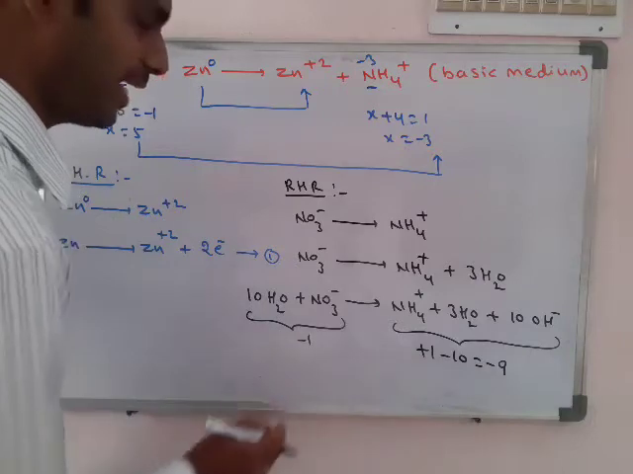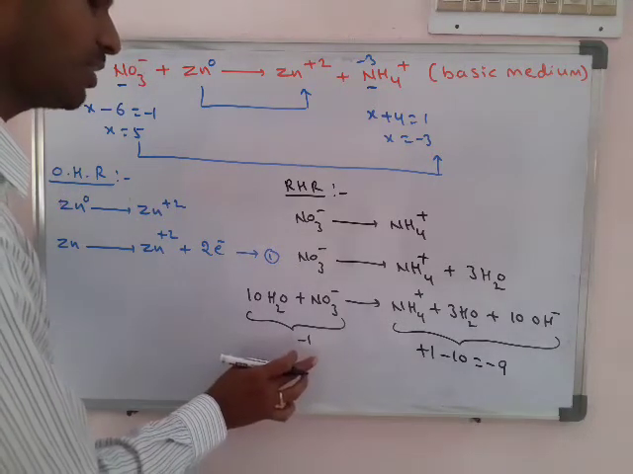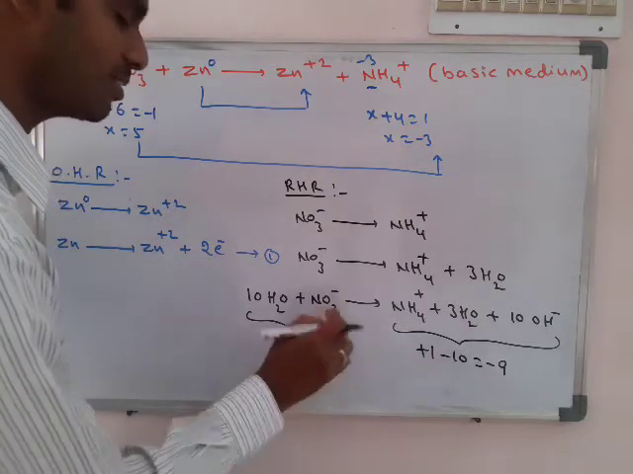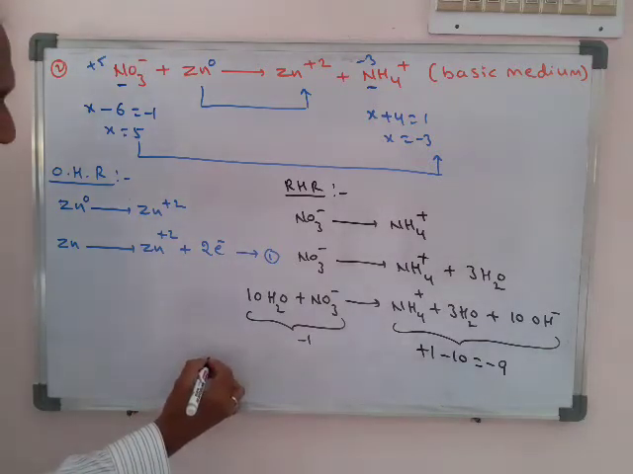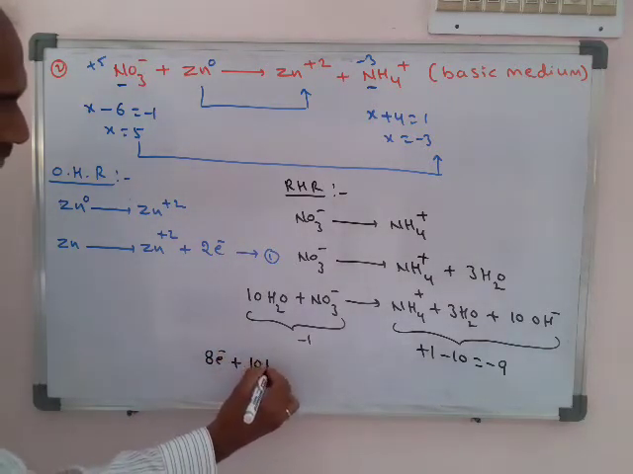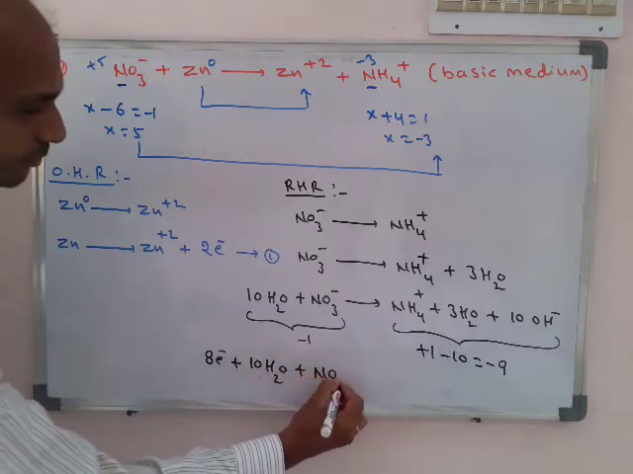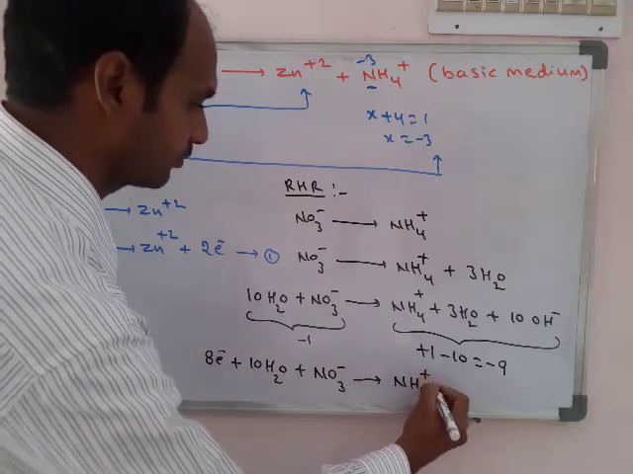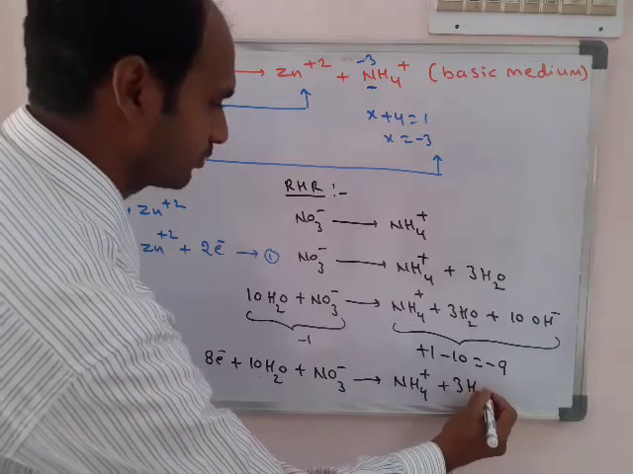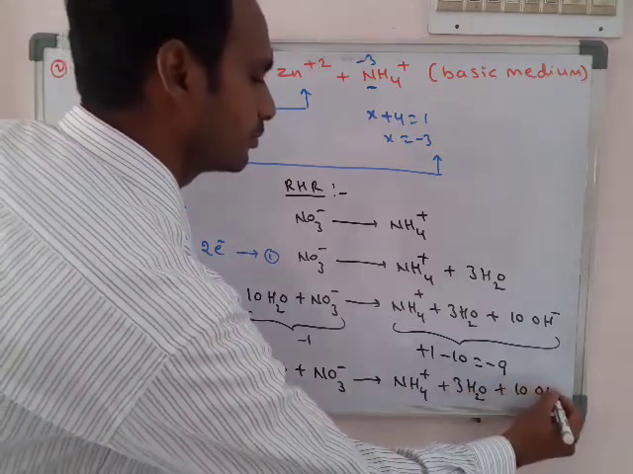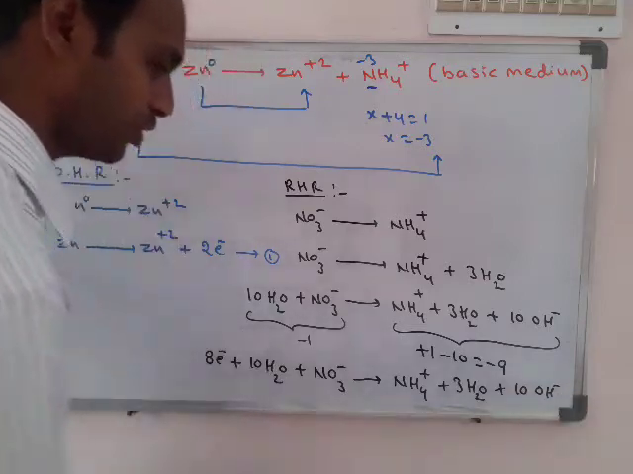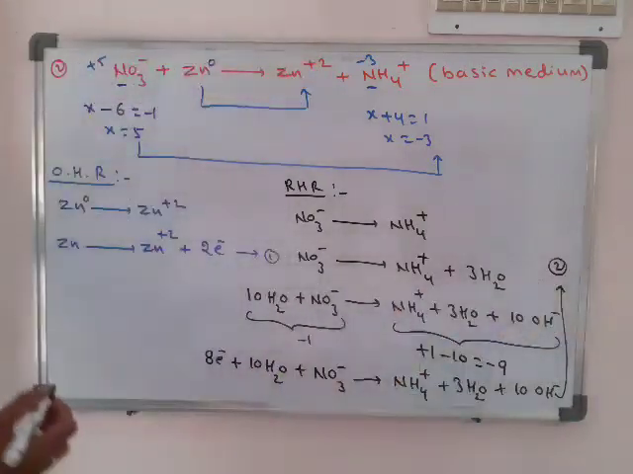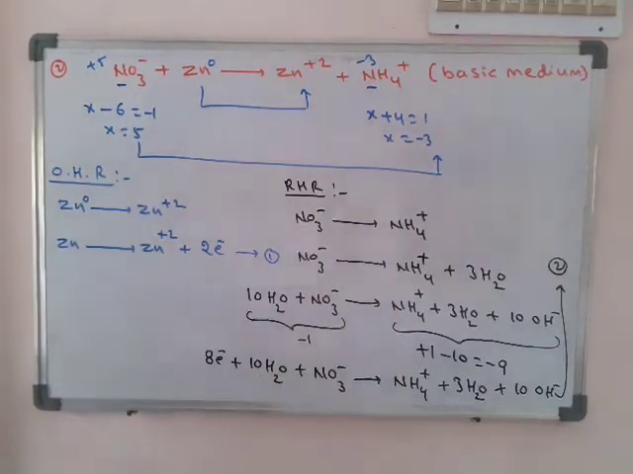What is the difference? Minus 1 and minus 9: the left side is numerically higher by 8 units. So we should add 8 electrons on the left side. Okay, write it as equation 2. So now combine these two equations.